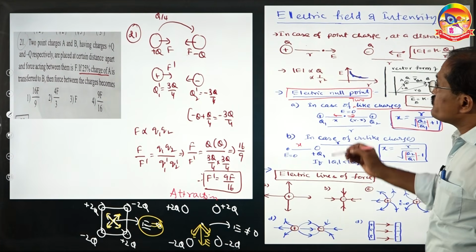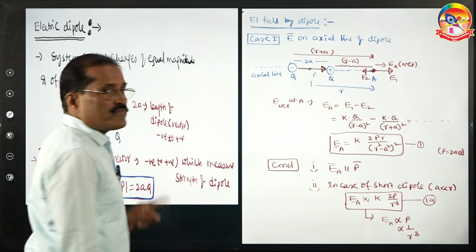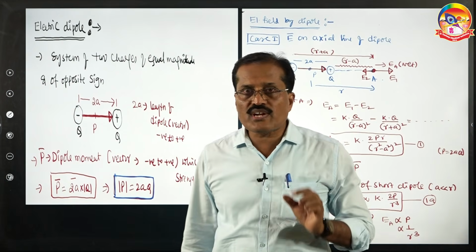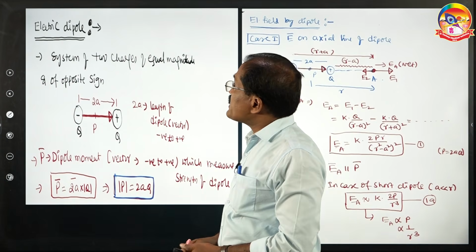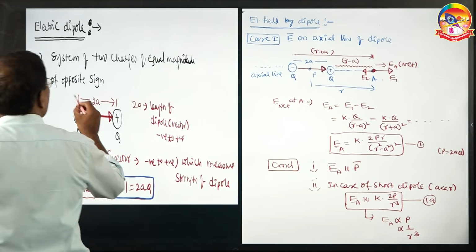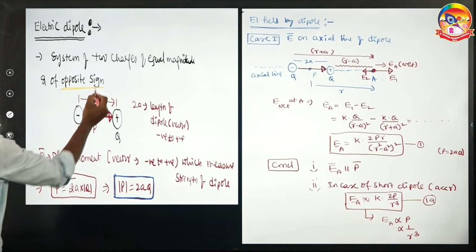Coming to the next, electric dipole. Till now we discussed the electric field by a point charge. Now we are looking at the electric dipole. What is a dipole? It's a system of 2 charges of equal magnitude and opposite sign.